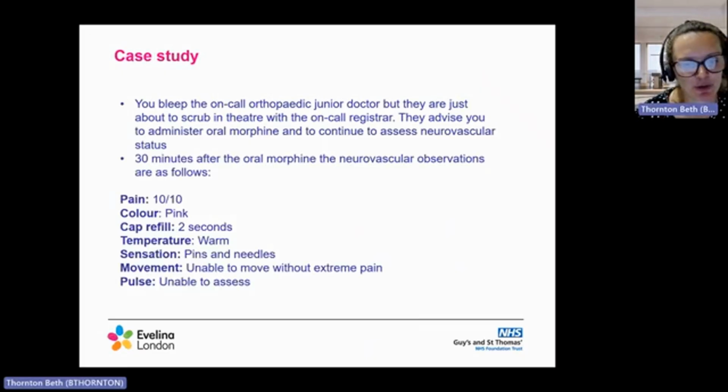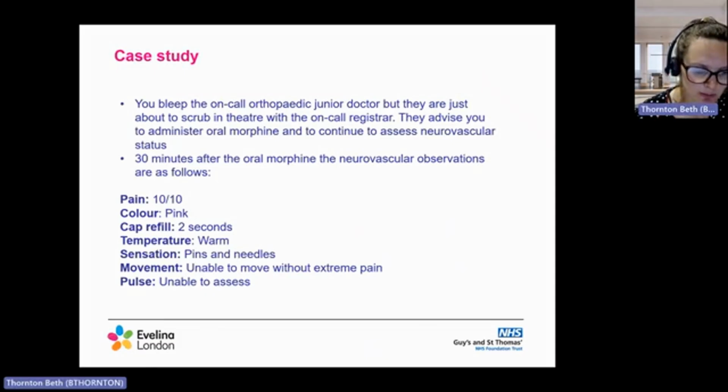30 minutes after you've given oral morphine, the neurovascular observations are as follows. He's now in 10 out of 10 pain. So despite increasing analgesia, the pain has increased. He still has nice pink fingers, but the cap refill is now 2 seconds rather than less than 2 seconds. So still normal, but it has changed. His temperature is warm. He's now complaining of pins and needles in his wrist and fingers.